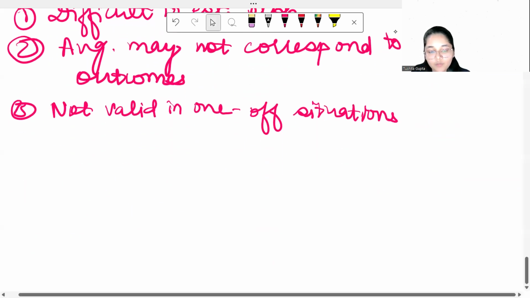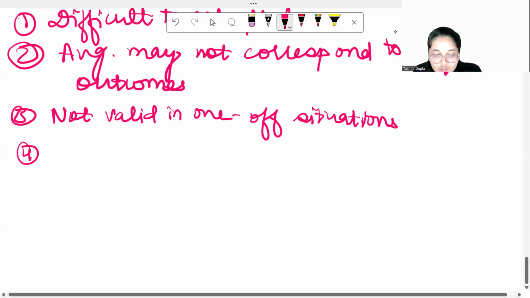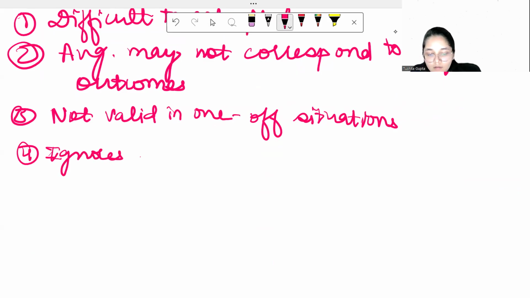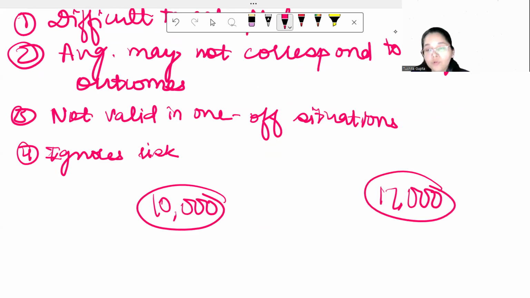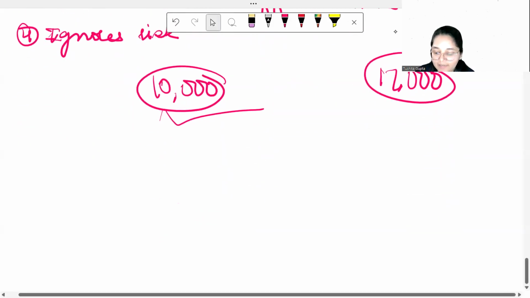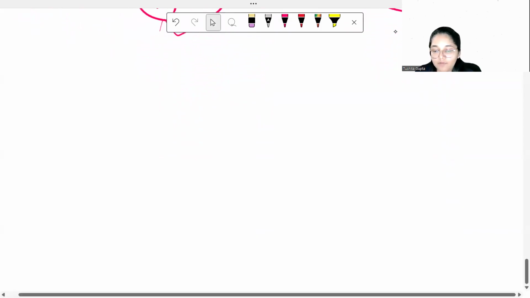All right. Now moving towards the last but not the least limitation, which is that it ignores the risk. The point here is that there is no indication of the spread of possible results. Let's suppose my weighted average is 10,000, but my actual outcome is 17,000. So it is nowhere near what I had predicted. Hence, it is basically ignoring risk. You do not know how different your actual outcome could be from the weighted average which you have calculated. With this, we are done with expected values.